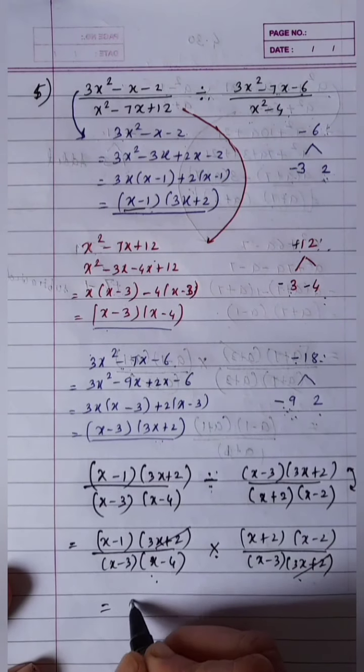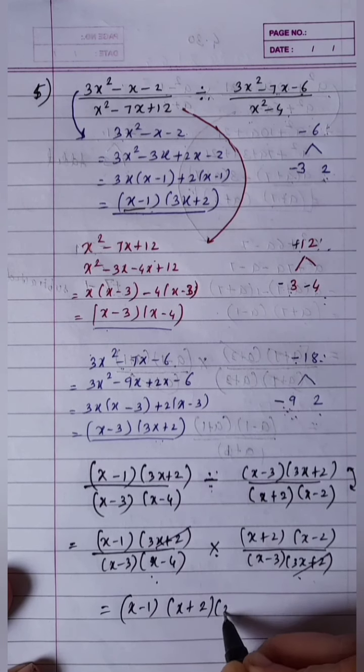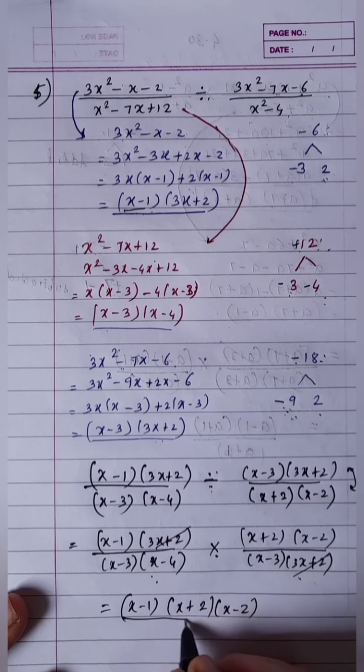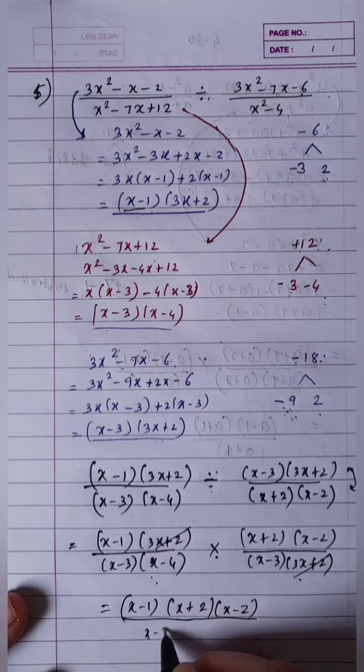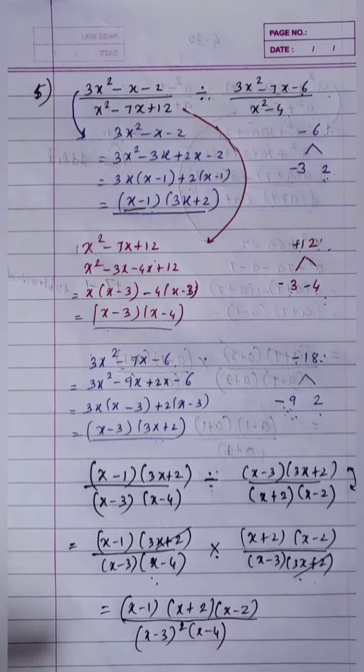So we get the answer as x minus 1 into bracket x plus 2 into x minus 2 upon x minus 3. We have 2 times, so we write square into x minus 4.